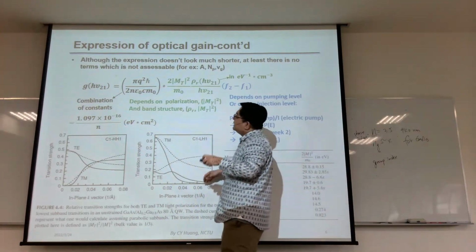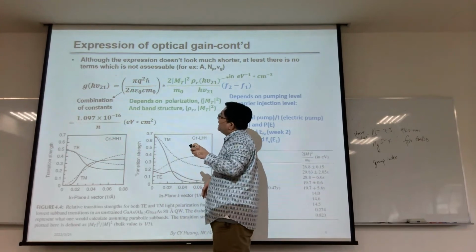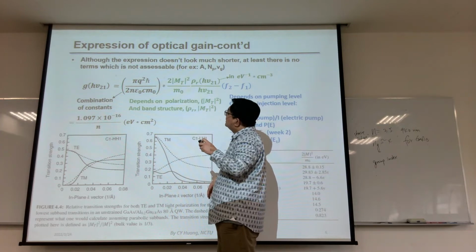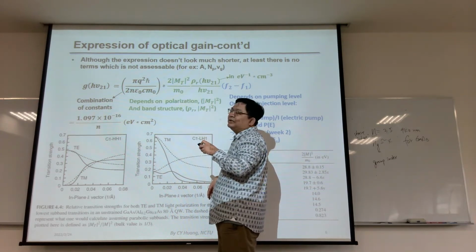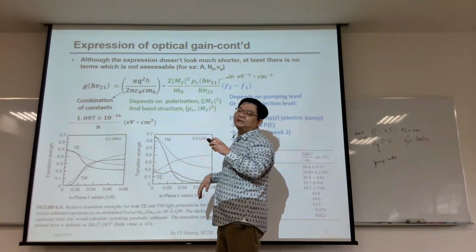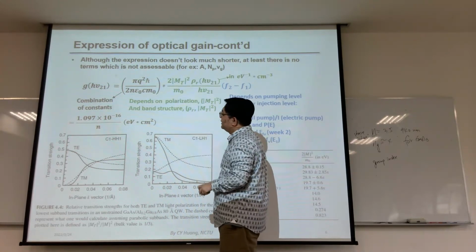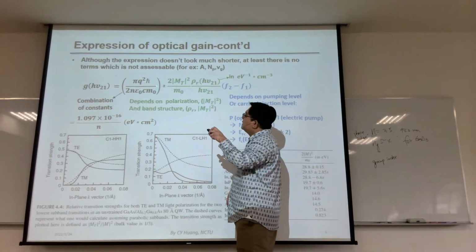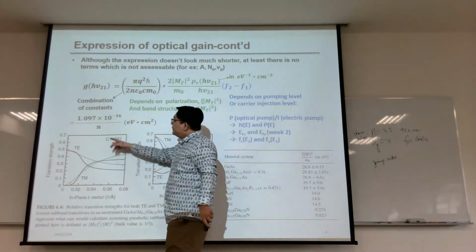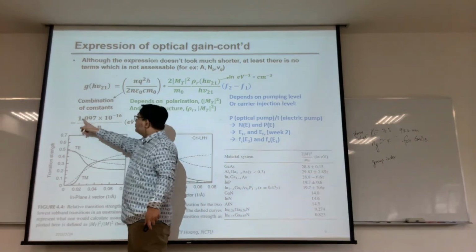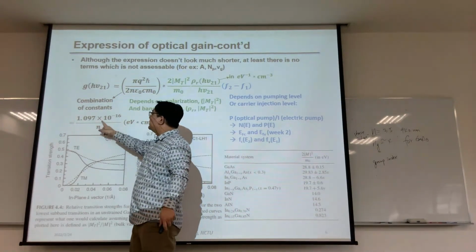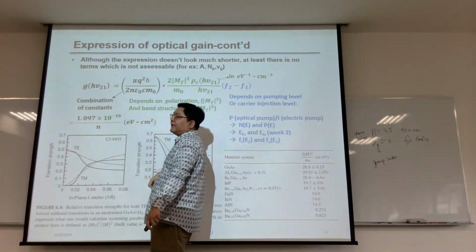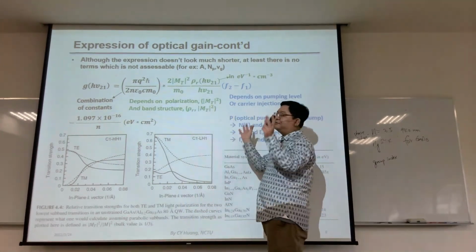So the first one is all constants: pi, q the elementary charge, the reduced Planck constant, and n. Only n is a material constant that might change from material to material, and the rest of them are all universal constants. So we can simplify it to the actual calculation: 1.097 times 10 to the minus 16 divided by the refractive index. Okay, so now the first thing is done.